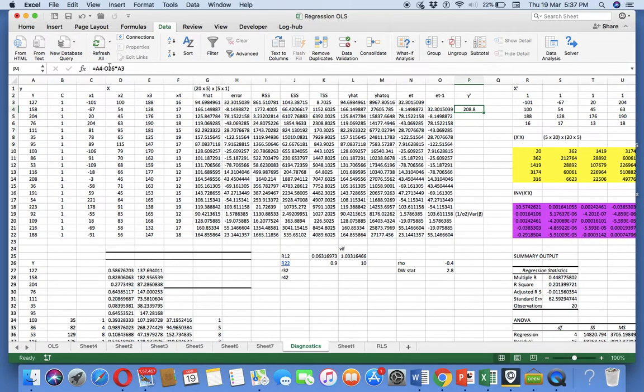So since rho is a constant, I will fix it with F4. Okay, rho is a constant, so it gets fixed. So you can calculate this downwards. And this becomes your dependent variable.